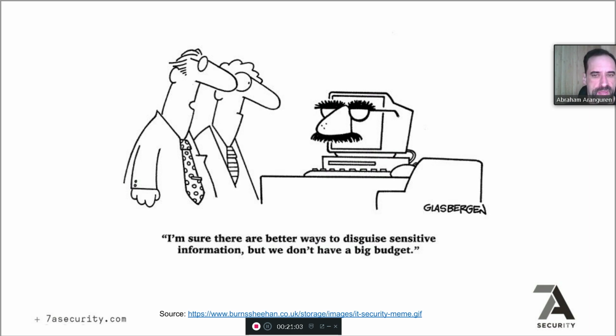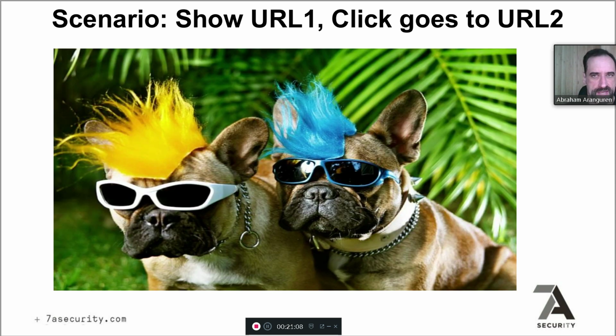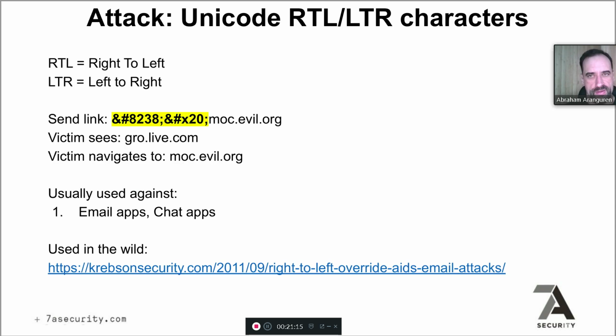Then let's continue. Now, other types of attacks are spoofing attacks. So one possibility is that you show one URL, but then when the user clicks on it, they really go to another URL, right? So this can be interesting to obfuscate some attacks. And you can achieve this with right to left and left to right characters sometimes. So for example, you can send a link with these characters here and then mock.evil.org. So the victim is going to see grow.live.com, but then when they click on this, they really go to mock.evil.org, right? So they're reversed basically.